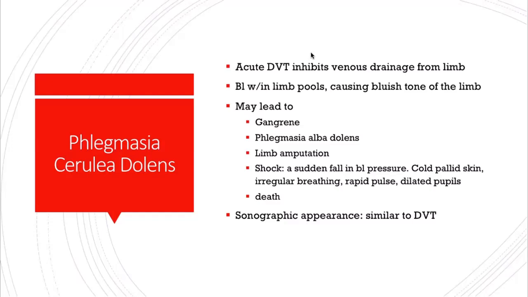Well, we're talking about legs today, but you want to keep in mind that any vein in the body, anywhere, can develop a DVT. And keep in mind that proximal, for us as sonographers, is any part of the leg that's closest to the heart. Blood cannot leave the leg owing to the DVT. So it can't leave the leg because there's a DVT. It pools and accumulates, causing a bluish tone of the limb.